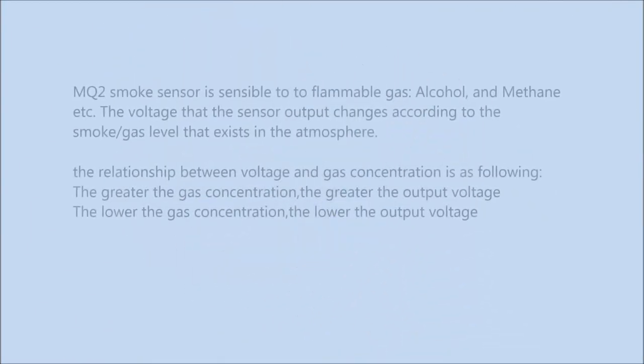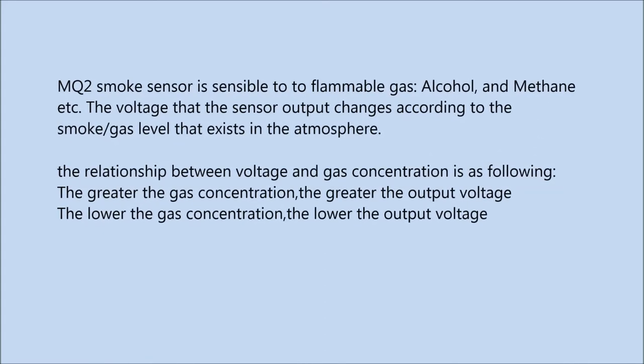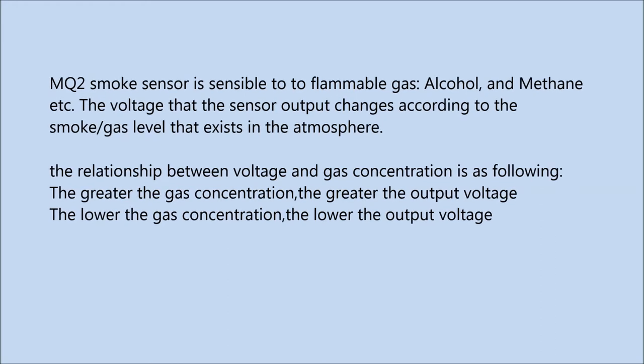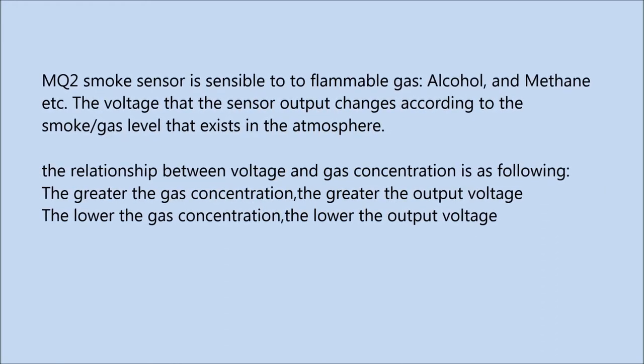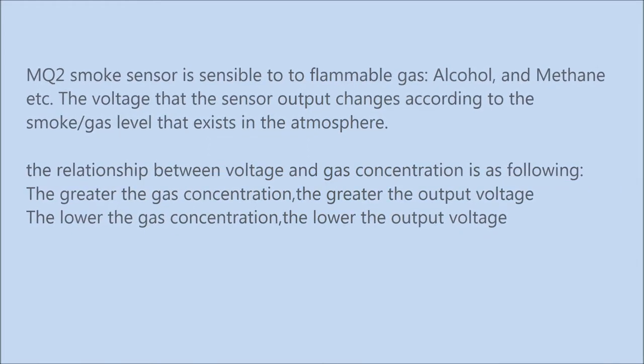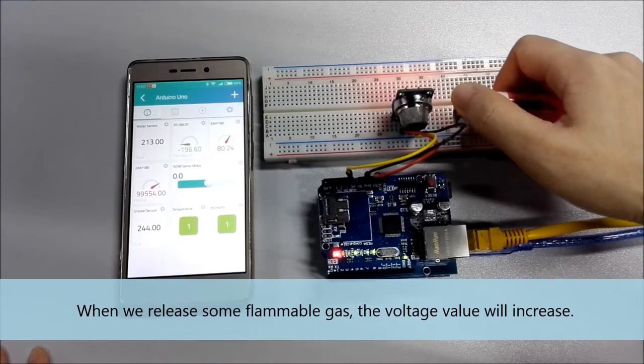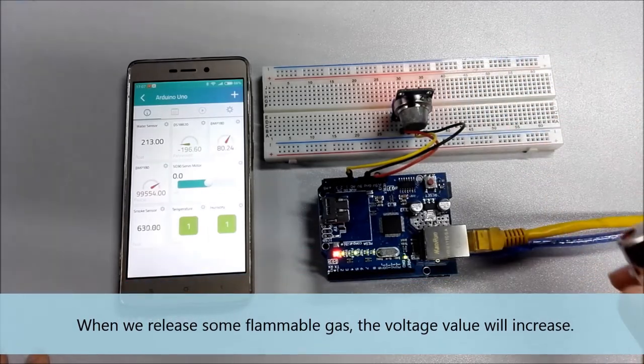The MQ2 smoke sensor is sensitive to flammable gas, alcohol, and methane, etc. The voltage that the sensor outputs changes according to the smoke level that exists in the atmosphere. The relationship between voltage and gas concentration is as below. When we release some flammable gas, the voltage value will increase.